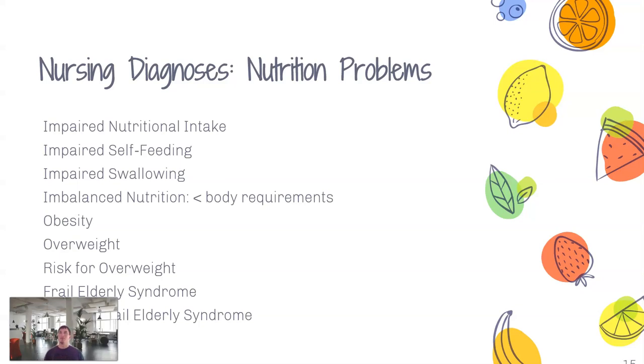So let's look at some of our nursing diagnoses that we might work through with patients that are having nutrition problems. Again, we talked about it at length, especially in the American population. A popular one you will see is obesity or risk for being overweight. We might note impaired nutritional intake. If our patient has a primary diagnosis that impacts their ability to feed themselves, they might have impaired self-feeding, or for the dysphagias we were talking about earlier, you might have impaired swallowing.